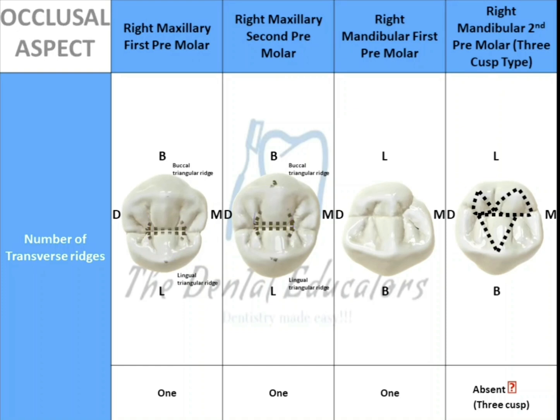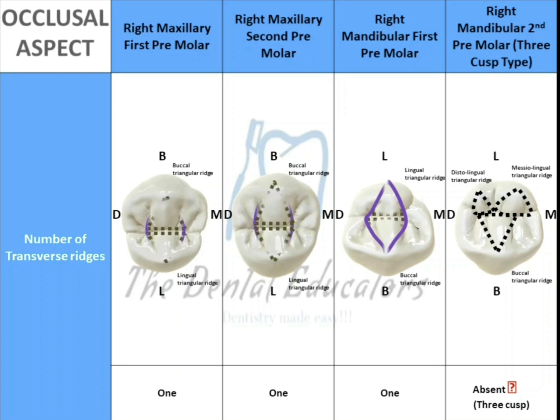This characteristic feature of a transverse ridge can be observed in the mandibular first premolars as well, formed on the union of the buccal triangular ridge and lingual triangular ridge. All maxillary first, maxillary second and mandibular first premolars tend to have a single transverse ridge, as can be observed in the images below. There are no transverse ridges observed for the three-cusped mandibular second premolars, as the bases of the triangular ridges do not meet each other in a regular form.